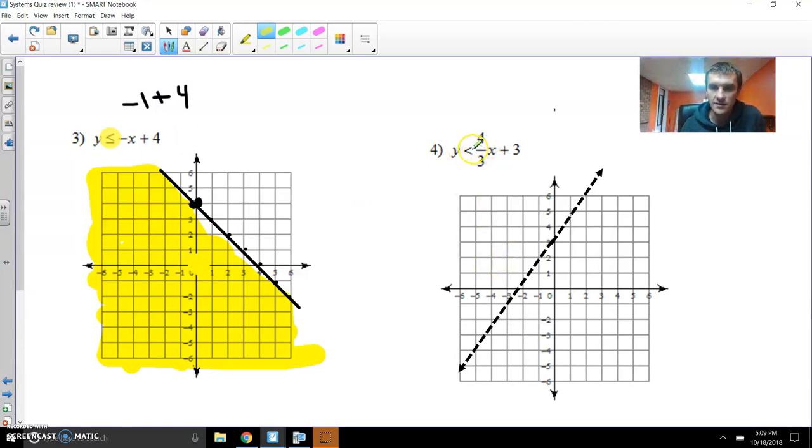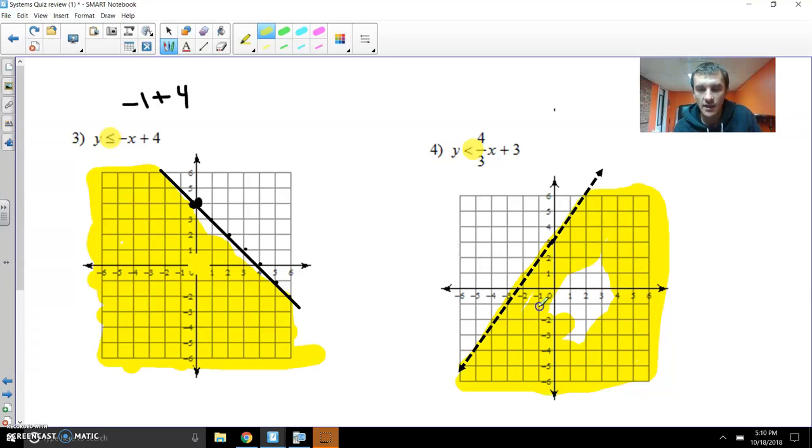So same thing here. This is a less than. So I started at 3. If I moved less on the y-axis, you would have all of the values that are below this line. Now, it does not include the points on this line because it's only things that are less than.